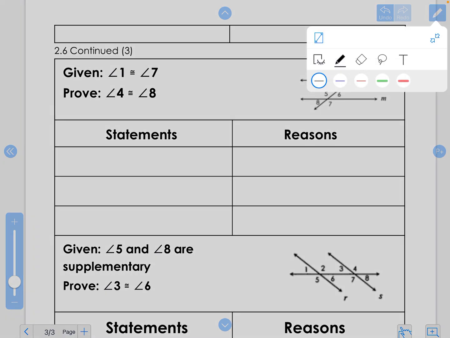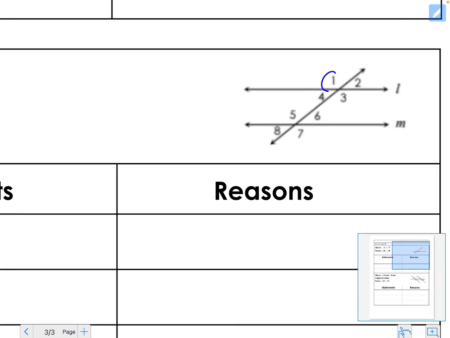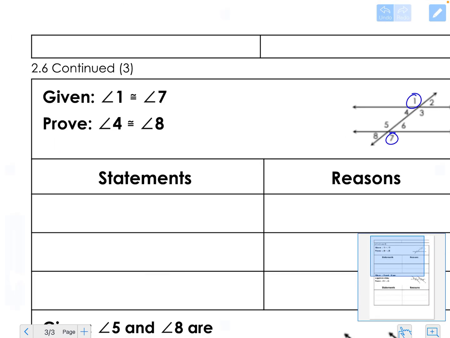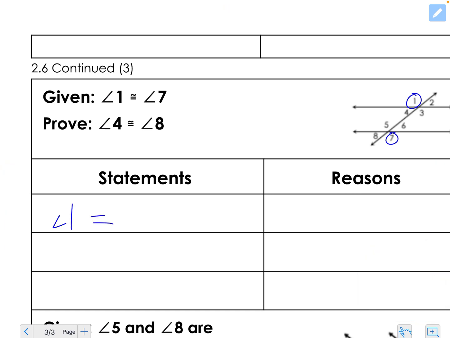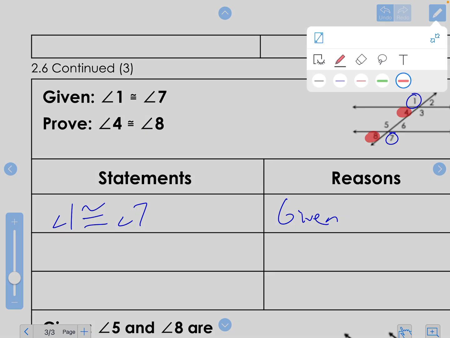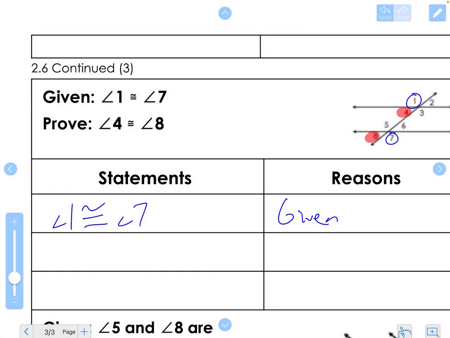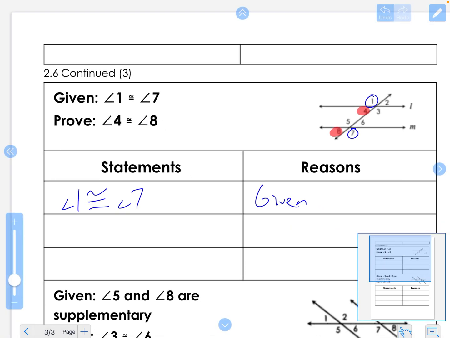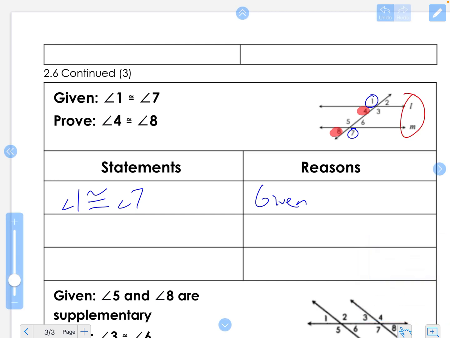So I have been given angle 1 is congruent to angle 7. That is my given. My goal is to prove that angle 4 is congruent to angle 8. To get to 4 congruent to 8, I first need to prove that L and M are parallel. To prove that L and M are parallel, I'm going to need to use the converse.